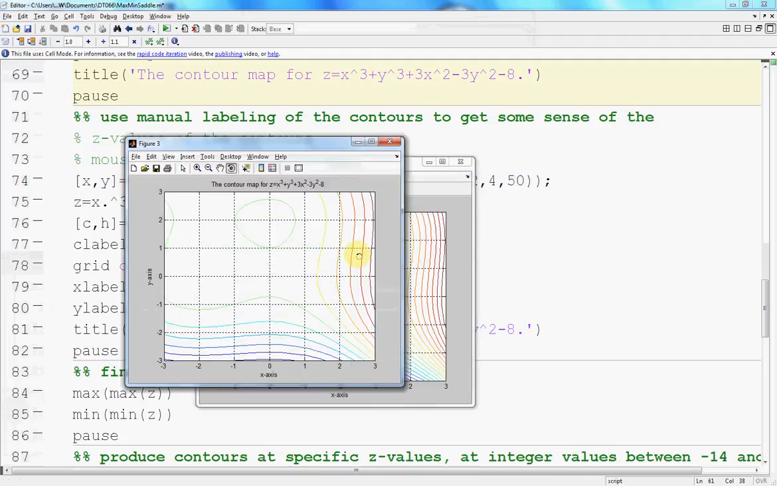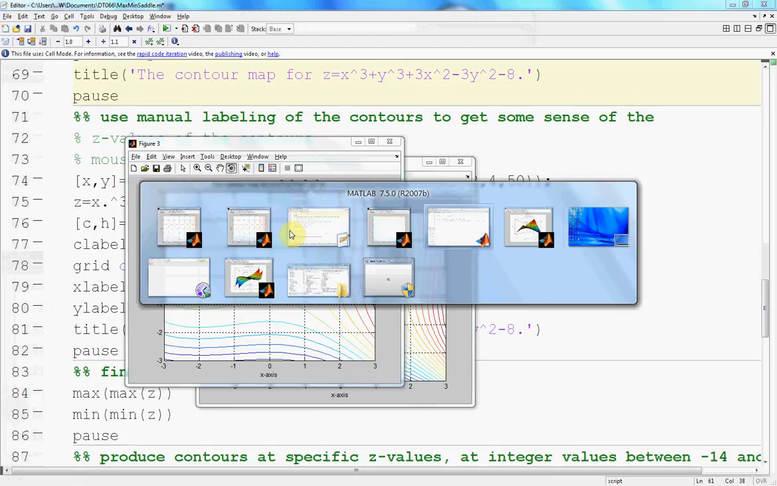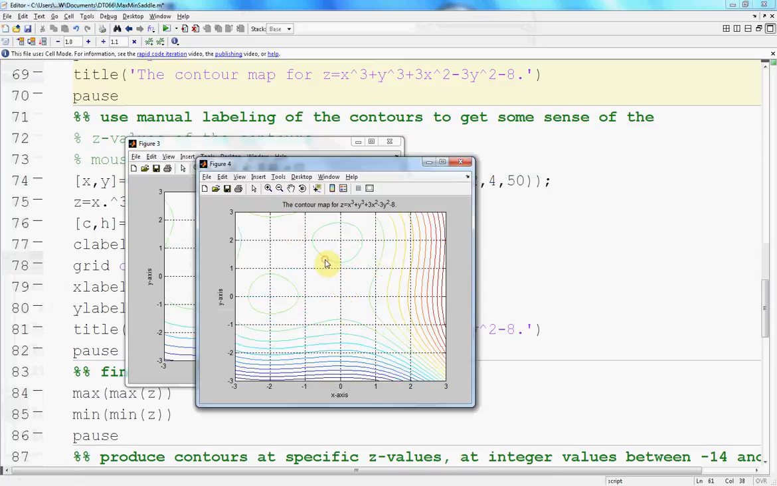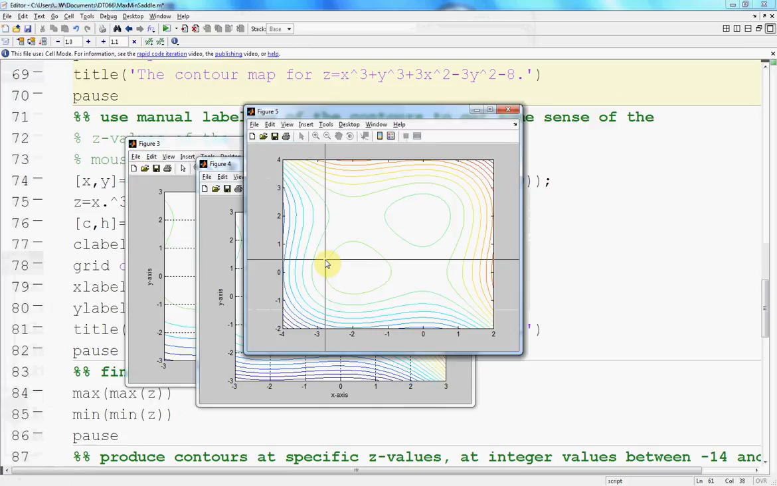I have to try and find the right grid. Sorry guys, this is my fault. Yeah. There we are. So I can label there. So there's a contour, -6. I can label that. That's -9, and I could just label one more there.